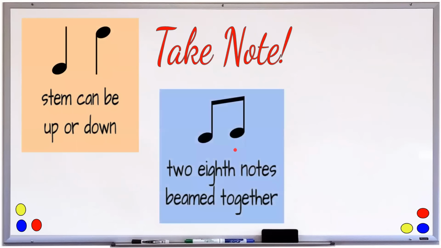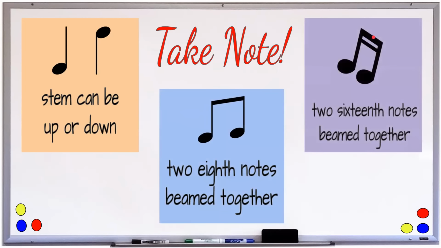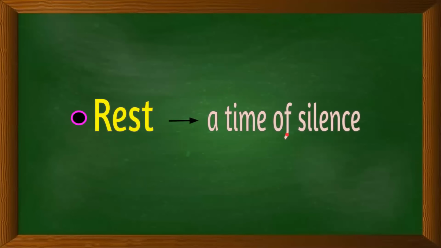Okay, next let's proceed. These are called 2 eighth notes that are beamed together. So they are put together. That's why they are called notes that are beamed together. For this one, they are 2 16th notes that are beamed together. They are put together. Okay, let's proceed to our rests.